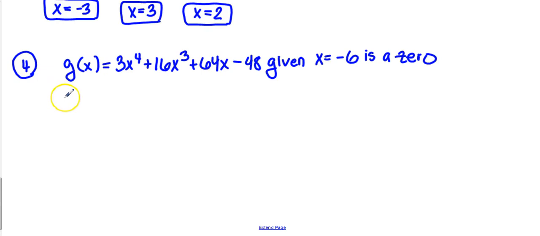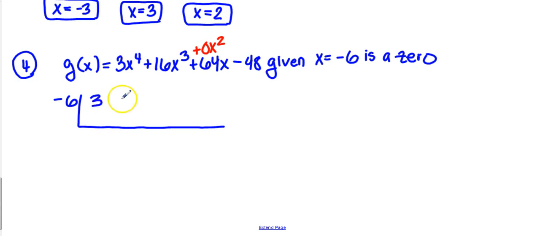So I'm assuming we all definitely pressed pause so that we can check our answers now. Negative 6 goes outside the box. I check for placeholders. 4, 3, oop, 2's missing. 1, 0. So I have 3, 16, 0, 64, negative 48. Having a mental picture of where we're headed, we're starting with a quartic, a 4th degree. So the result when we're done right here will be a cubic, a 3rd degree polynomial.